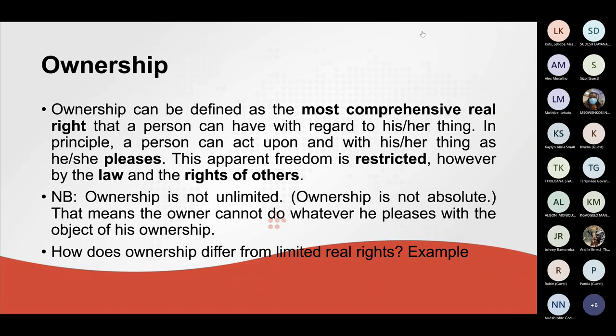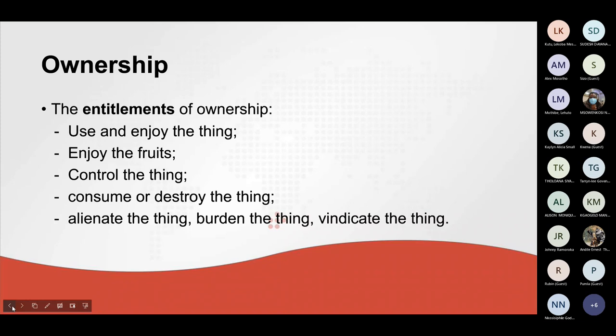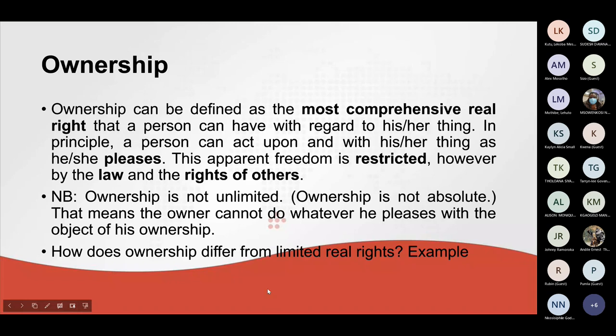Now, before moving on to discussing ownership, it's important to draw a distinction between ownership and limited real rights. Now, what is ownership? I've mentioned before that ownership is a real right with regard to your own thing, whereas limited real rights, an example of which would be a servitude, is a right that you may have with regard to someone else's thing. For example, a limited real right to use a right of way on your neighboring farmer's land, then you will have a limited real right over the farmer's land with regard to the usage of the right of way.